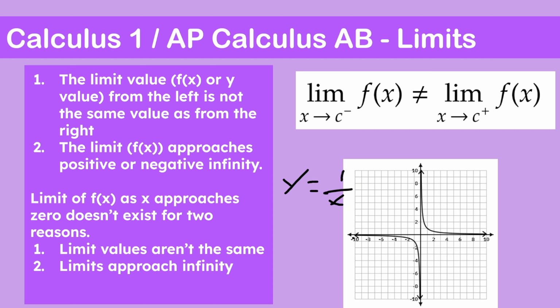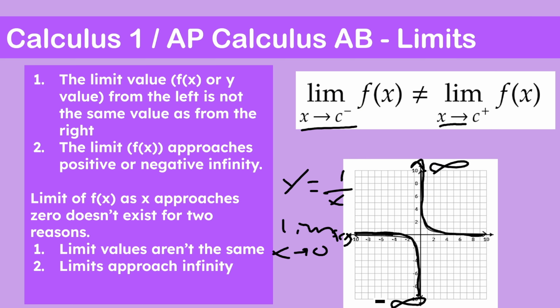So as you can see, the limit as x approaches 0 of f of x, right? As you approach it from the left, you go to negative infinity, but if you approach it from the right, you go to positive infinity. Since they're not the same thing, they diverge from each other, that means that the limit does not exist. So the limit from the left does not equal the limit from the right.